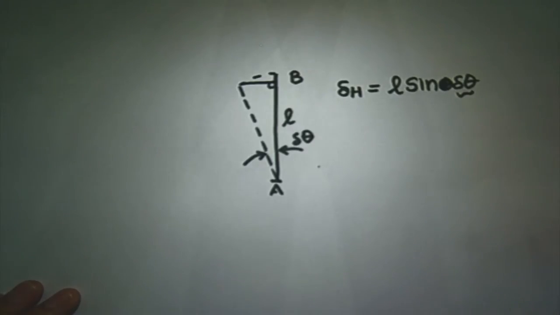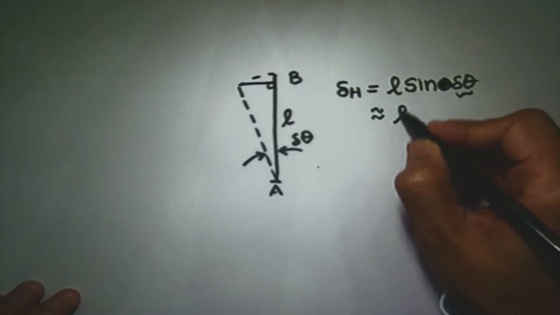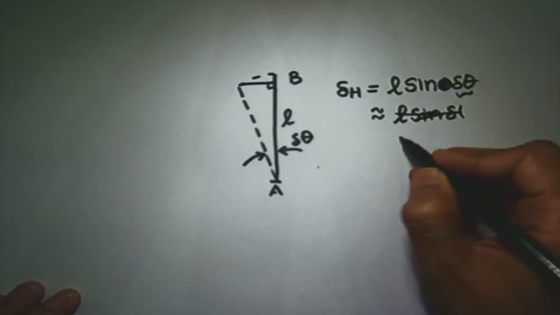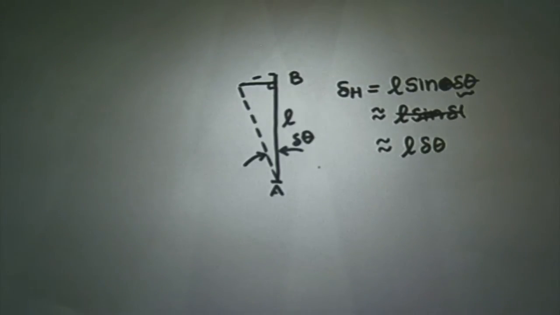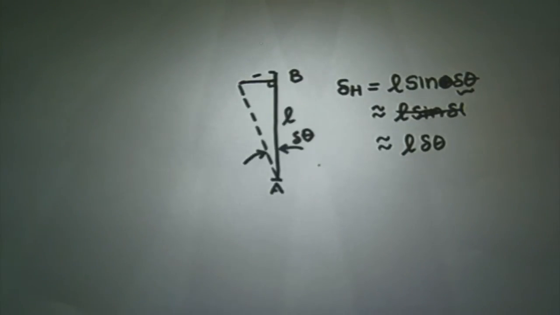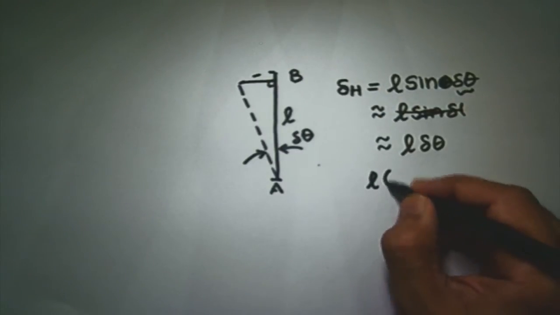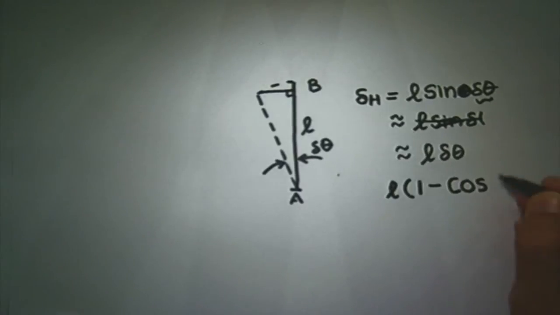But what we say is that if delta theta is small, what is sin theta? Approximately theta. So we say that this is approximately equal to L delta theta. And when delta theta becomes smaller and smaller, this becomes more and more accurate. Now what is the vertical displacement of this point? It is equal to L times 1 minus cos delta theta.